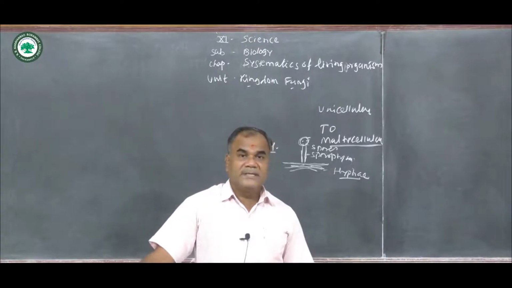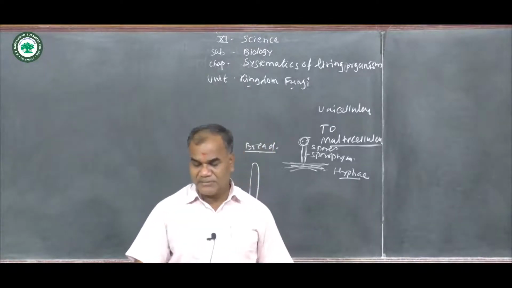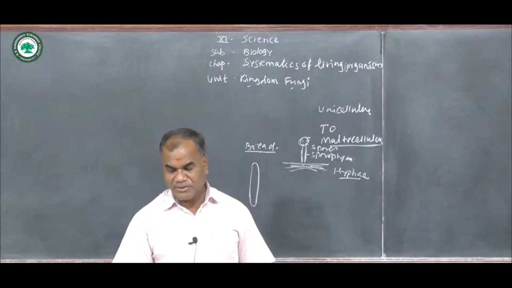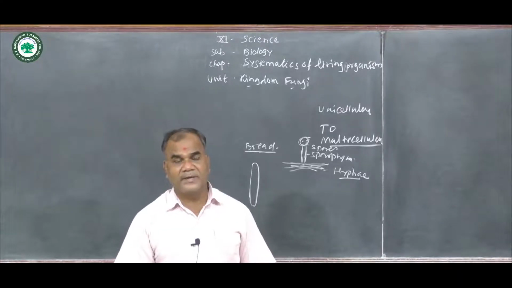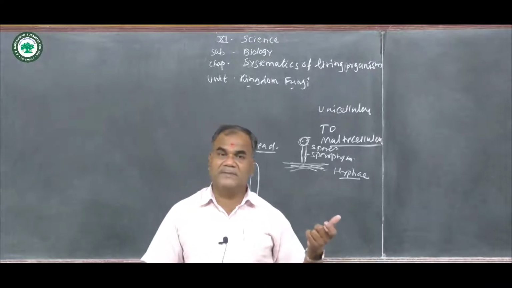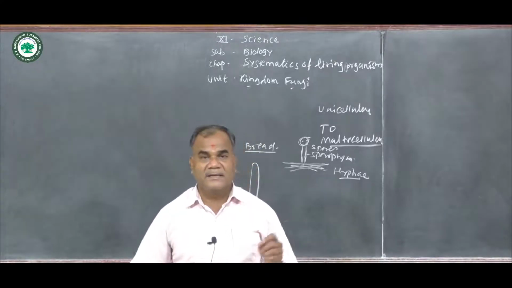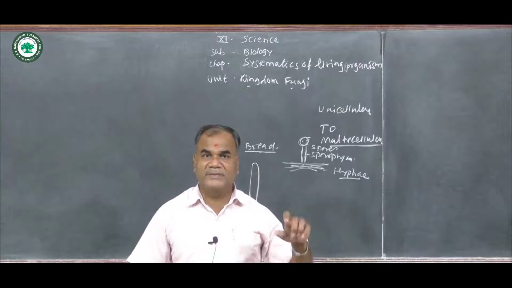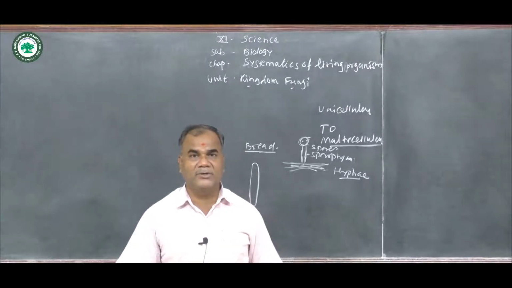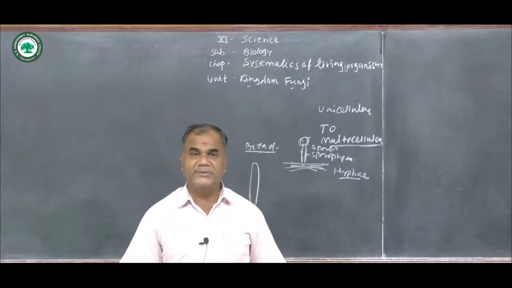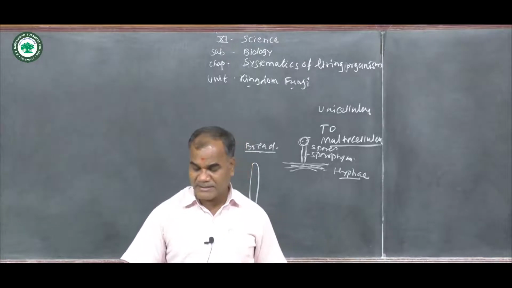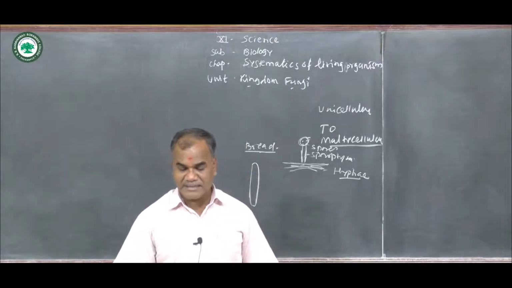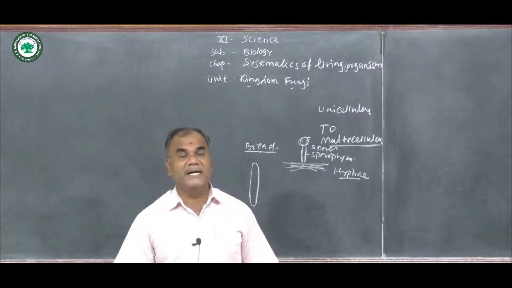Then the next character of the fungi is the mode of nutrition. What is the mode of nutrition? The mode of nutrition is heterotrophic. What is heterotrophic? These fungi do not contain chlorophyll pigments. So they are heterotrophic, not autotrophic. They do not have the ability to synthesize their own food material because they are saprophytic. The chlorophyll pigments are absent in it.